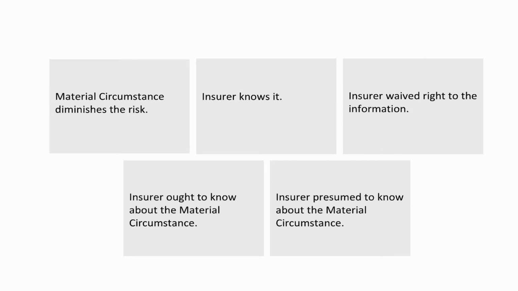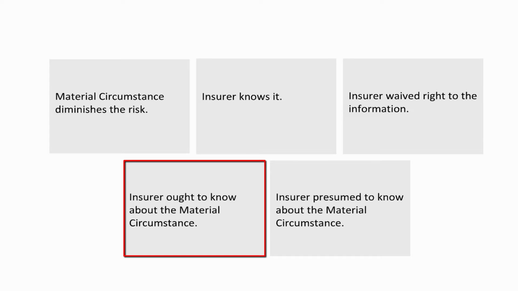The next category is where an insurer ought to know about a material circumstance. So what do we call that exception? Well, information that falls in this exception is the type where an insurer's employee or agent knows about a material circumstance and ought reasonably to pass this on to the underwriter. An example of that might be a surveyor or a medical examiner employed by an insurer or acting as their agent who finds out some information and should be passing it on to underwriters.